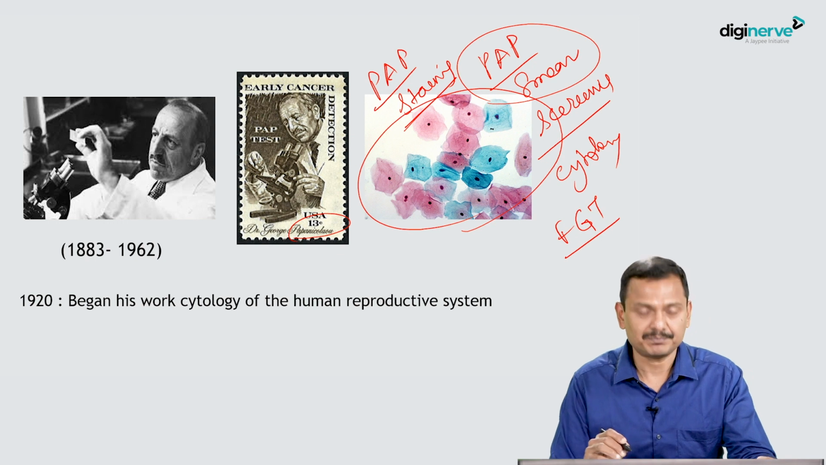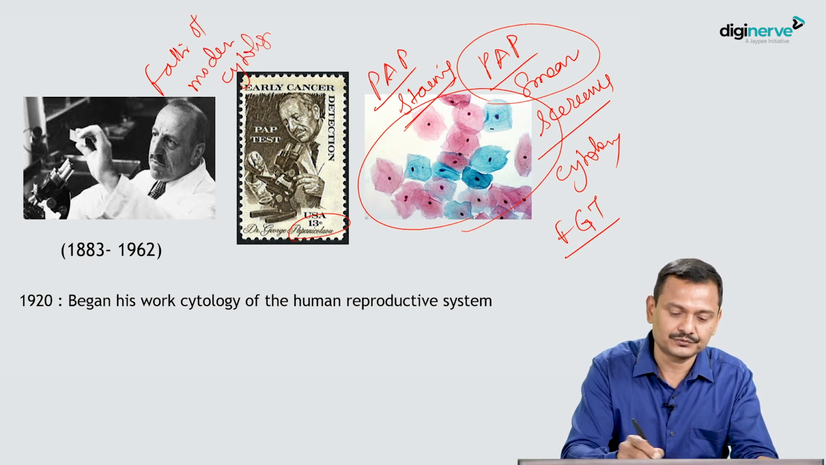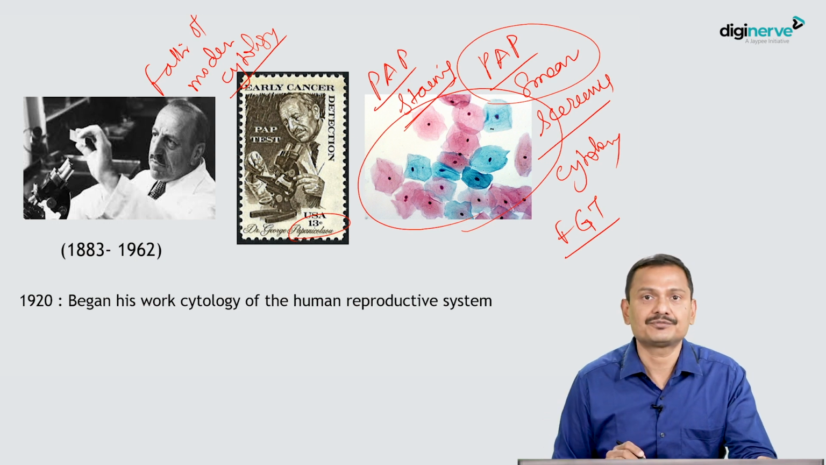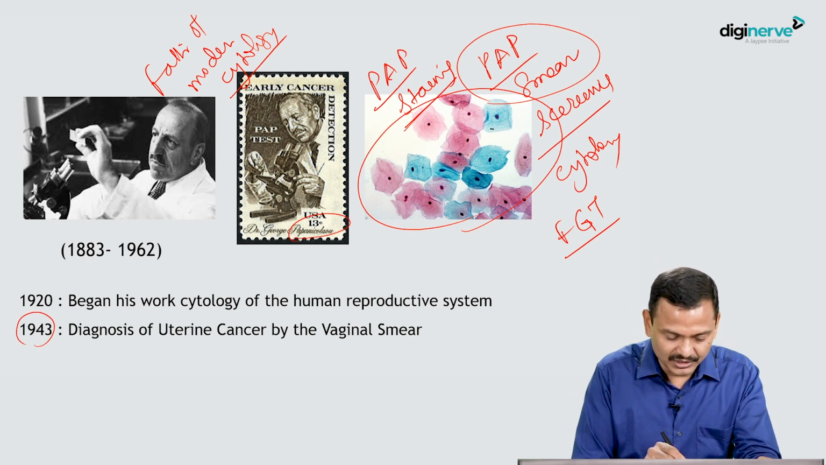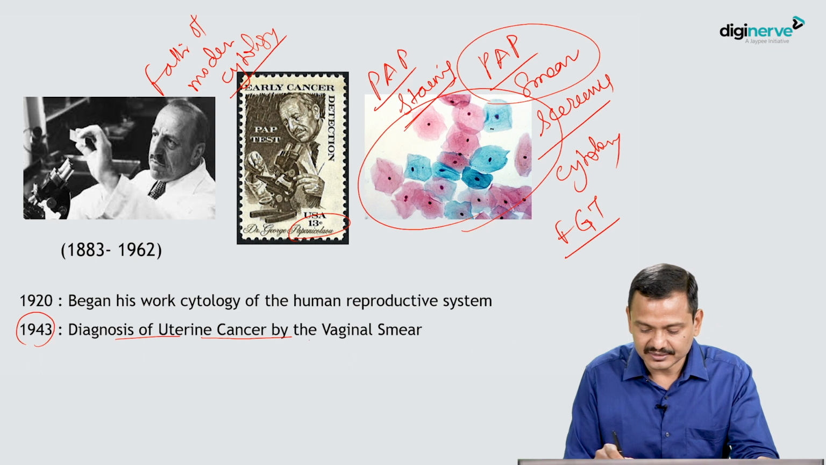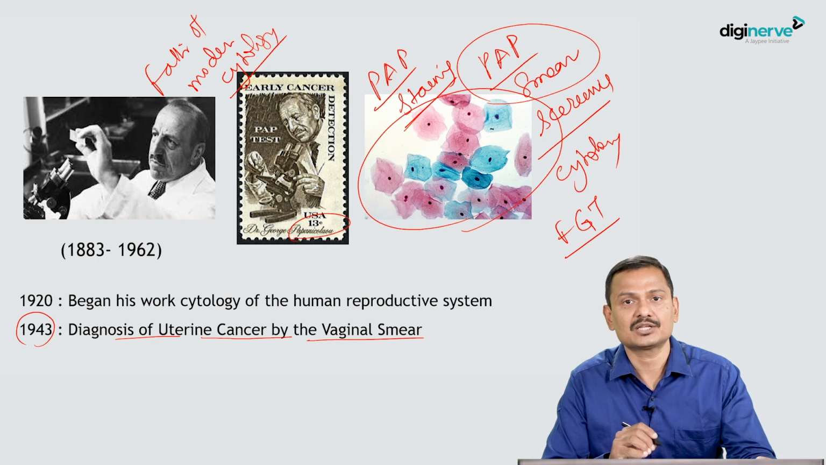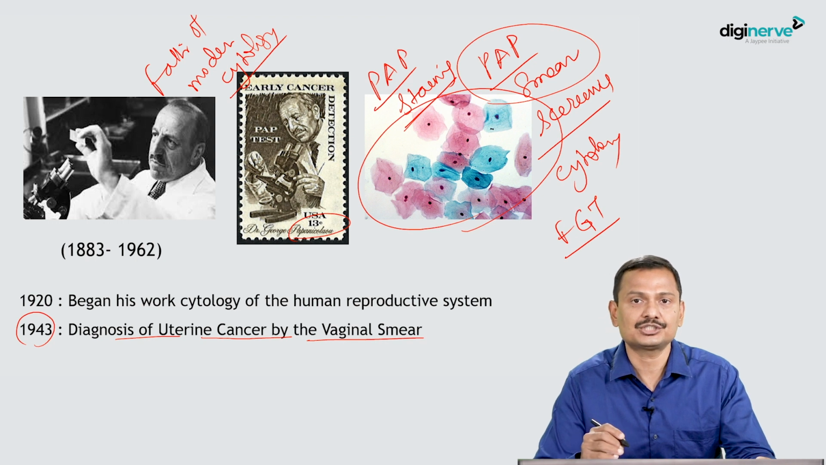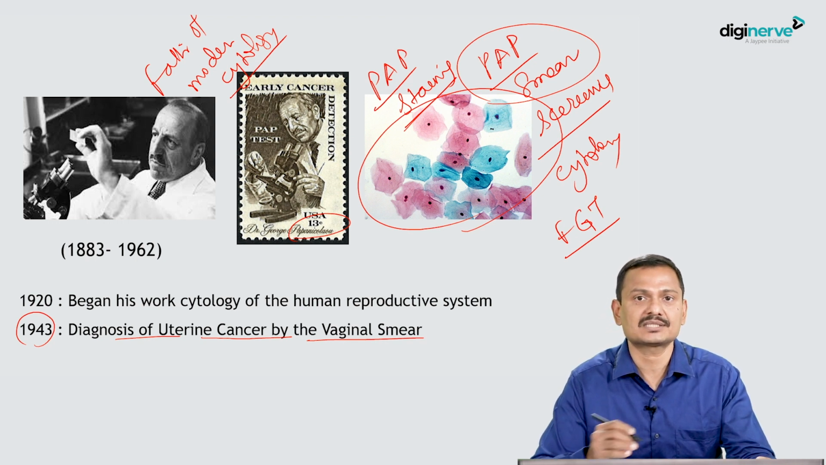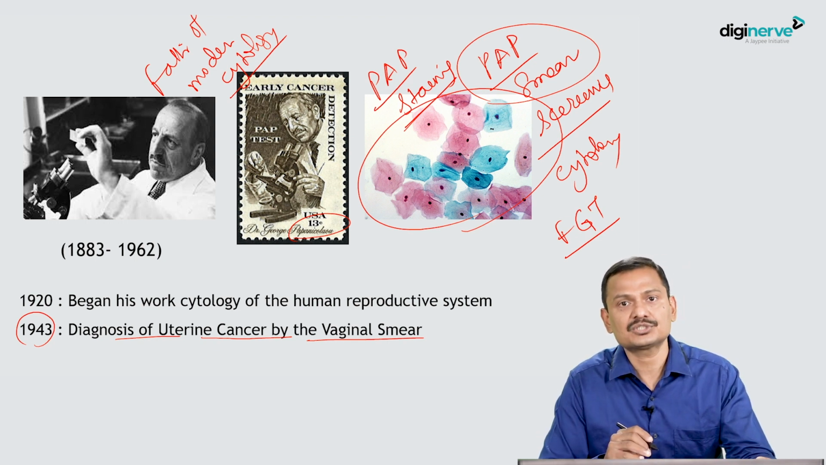He was the pioneer, or you can say the father, of modern cytology. He was the person who first stained and studied female genital tract pathology. In 1943, he published his work on diagnosis of uterine cancer by vaginal smear examination. So we have seen history, that is Rudolf Virchow and Papanicolaou, but there are numerous other physicians, pathologists as well as microbiologists who have contributed to the development of the subject, but these two are the most important ones.